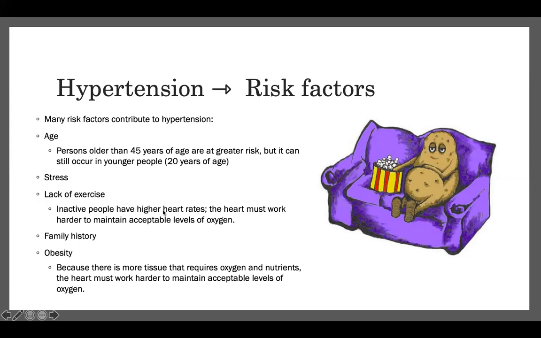Lack of exercise. So inactive people have higher heart rates. So your heart has to work harder to maintain acceptable levels of oxygen. So just making sure that we're exercising our heart muscle regularly so that we can lower that resting heart rate and have that healthy pace there. Hypertension runs in the family. You can see if grandpa has it, dad might have it. So just making sure that you know a little bit about your family history.